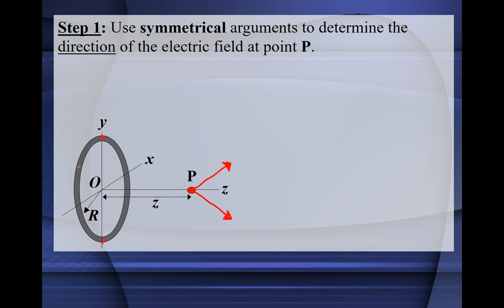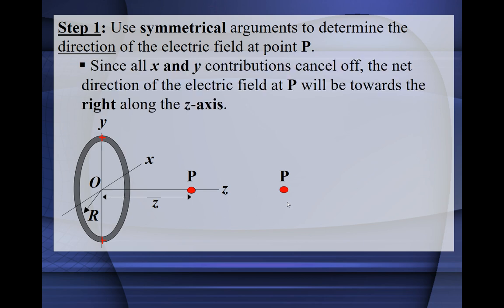And it doesn't matter where you do this along the ring. I picked these points because they're the easiest to deal with, since the electric field vectors would lie in a specific plane. But no matter what, all of the components are going to cancel off, leaving you only with a z component that points in the positive direction. So at point P, all of your x and y contributions are going to cancel off, which means that the net direction of the electric field at point P is going to be directed towards the right along the z axis. And that's because the ring of charge is positive. So my electric field vector just points towards the right.